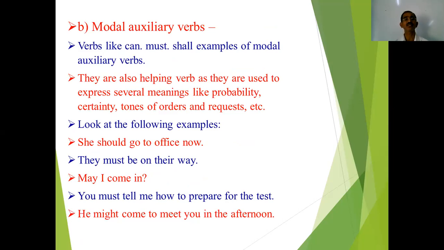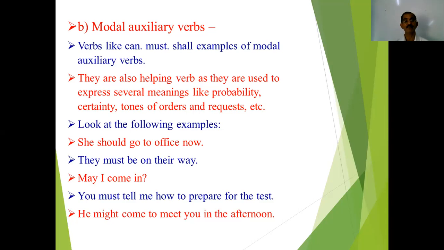Now let us discuss the modal auxiliary verbs. What do you mean by modal auxiliary verbs? Words like can, must, shall. These are examples of modal auxiliary verbs. They are also helping verbs as they are used to express several meanings. Which are the meanings that they express? Probability, certainty, tones of orders, and request. So modal auxiliary verbs are also helping verbs, which express several meanings like probability, meaning possibility, certainty, tones of orders, and request.